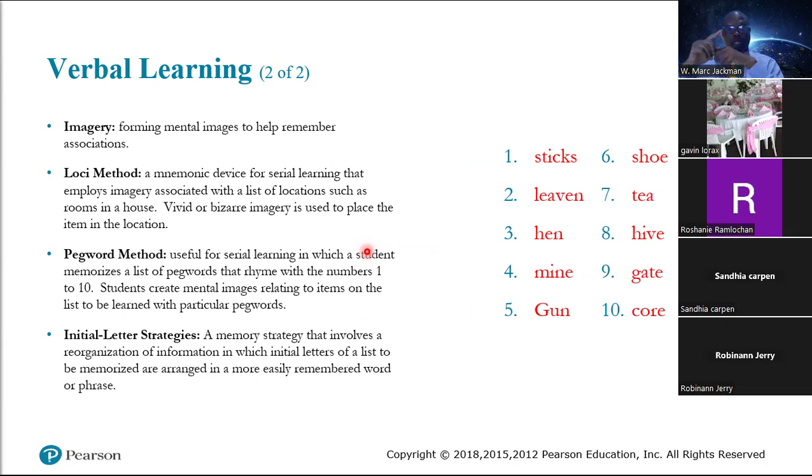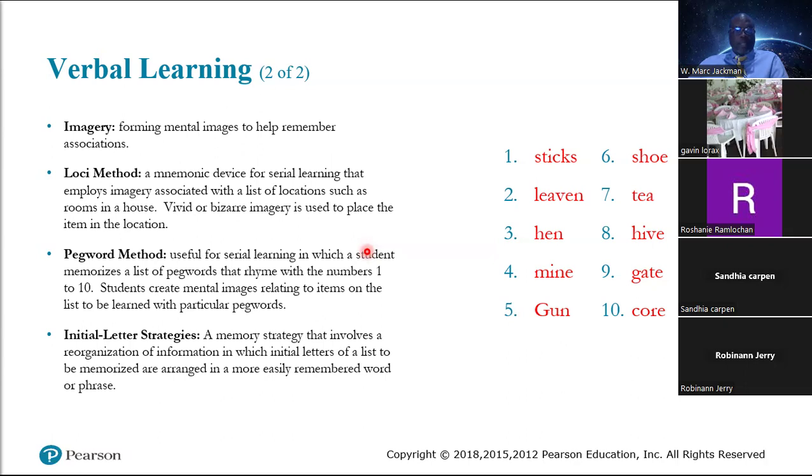Like you have sticks, leaven, hen, mine, gun, shoe, tea, hive, gate, and core. So I'd say, you know what? I would put a gun in the shoe. I will put a stick in the gate. So you can associate different things with each item on the list. So five things, they can associate. And so when they recall one, they recall the other.